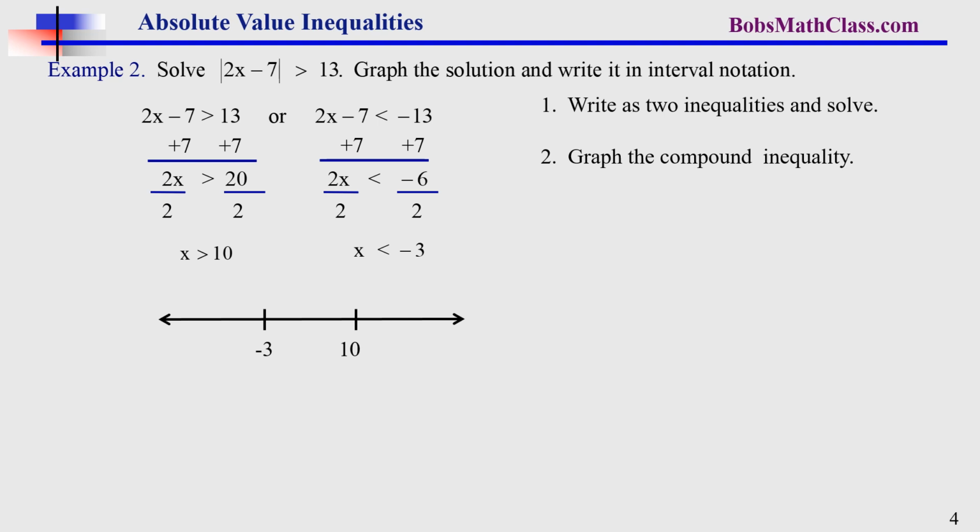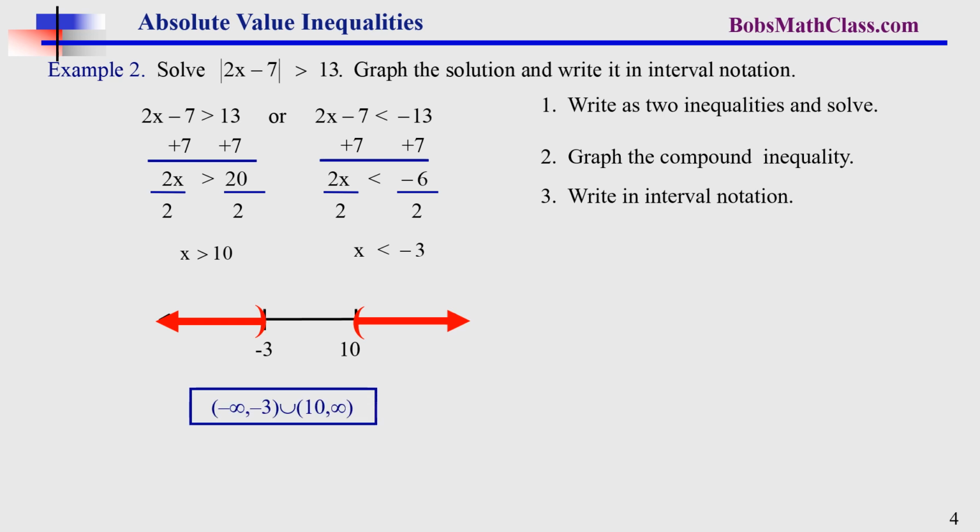So we have negative 3 and 10 on a number line. The one on the right says x is greater than 10, so we'll graph from 10 to the right. The one on the left says x is less than negative 3, so we'll graph to the left of negative 3. On both of them, again, we will use parentheses because there's no equal sign. Now we'll write that in interval notation. So that would be from negative infinity to negative 3, in parentheses, union, 10 to infinity, that's also in parentheses.